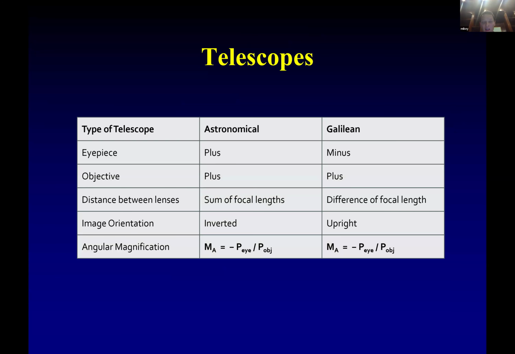Magnification, fortunately, the equation is the same: minus eyepiece over power of objective. And because the eyepiece is minus, they cancel out and you get a plus magnification, so it's upright. That's kind of everything I think you need to know about telescopes.